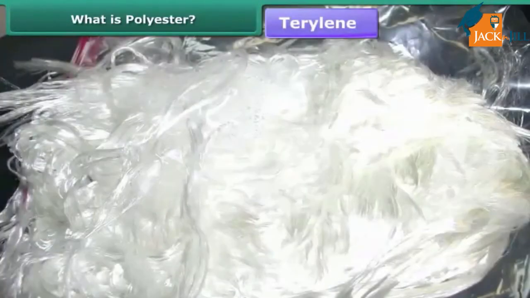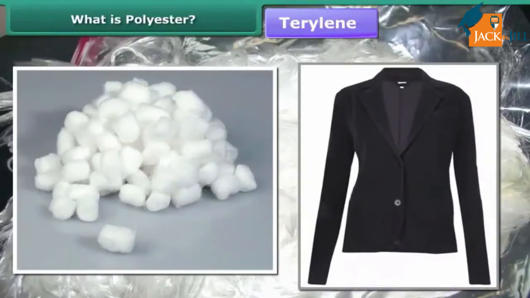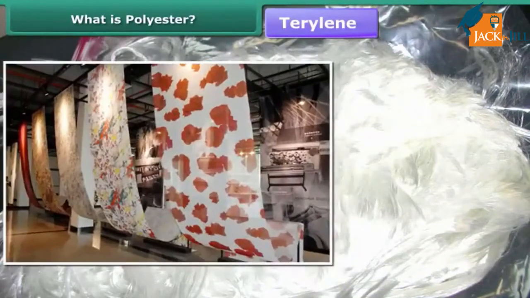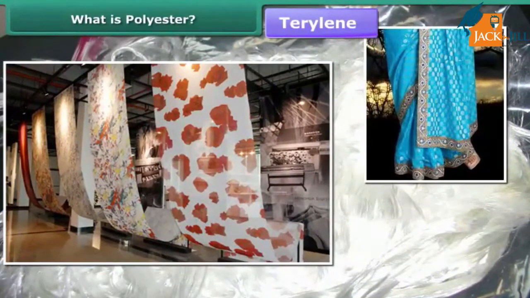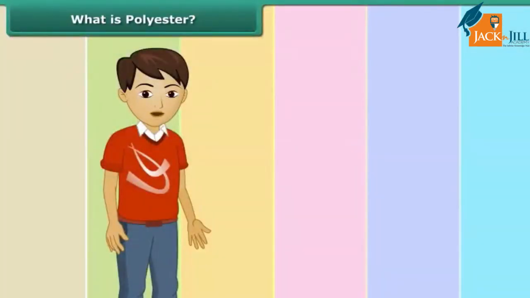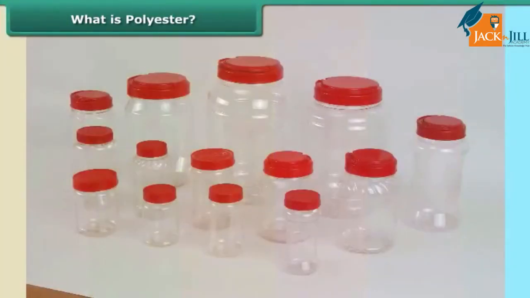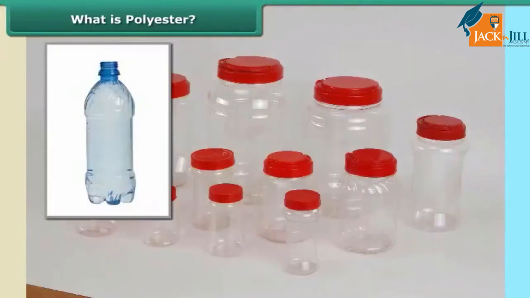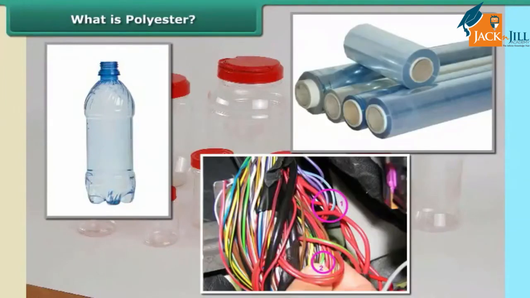Have you ever heard of terylene? It is a popular polyester fiber. Terylene can also be mixed with natural fibers like cotton or wool to give terrycot or terrywool respectively. Terylene is used extensively in textile industry to make clothes like saris, dress materials, tapestry, etc. Have you ever noticed that your mother always buys PET jars for storing rice, sugar, etc.? PET is a familiar form of polyester and is used for making bottles, jars, films, wires, etc.